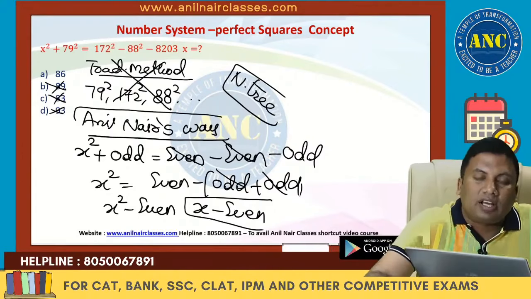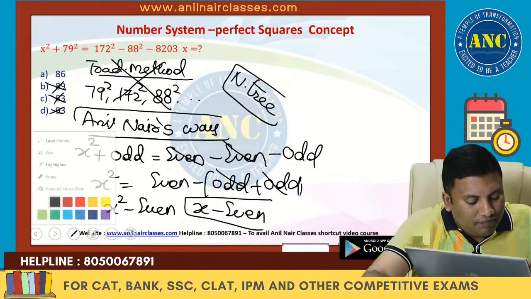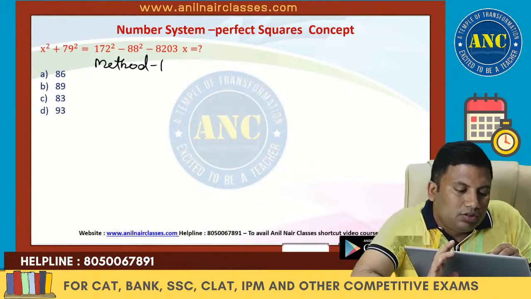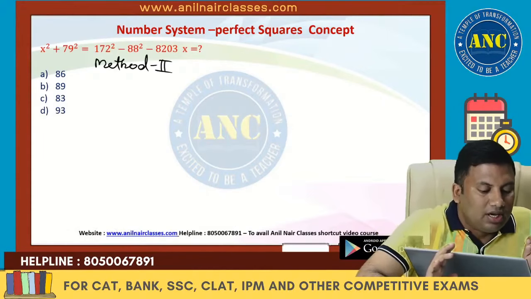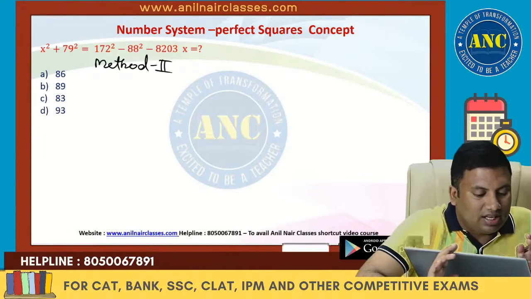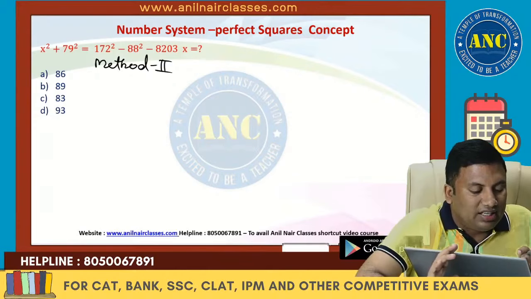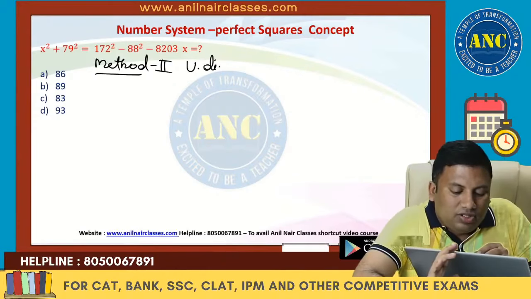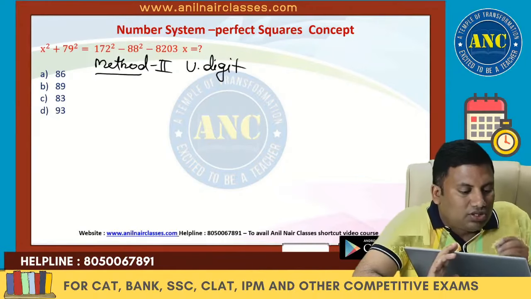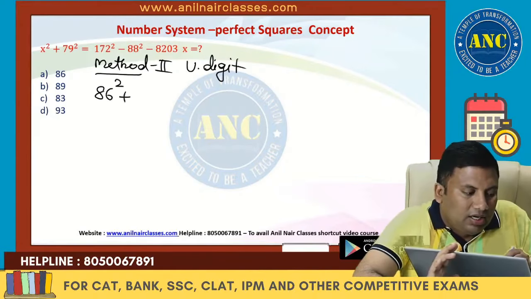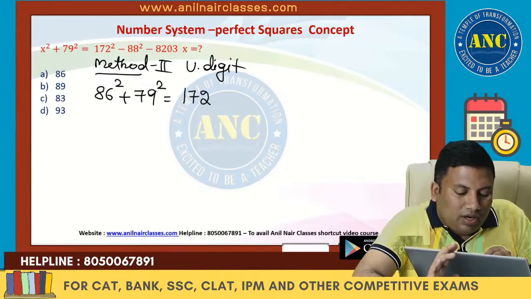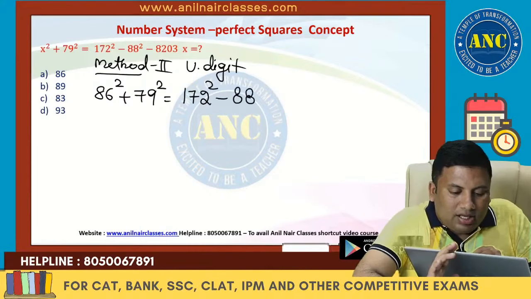What is the concept that I used? Number tree I used. Next, method number two. In all the answer options, the last two digits are different: 86, 89, 83 and 93. Method two. First, let me check by using the unit digit. Suppose X is 86. 86 square plus 79 square equivalent to 172 square minus 88 square minus 8203.